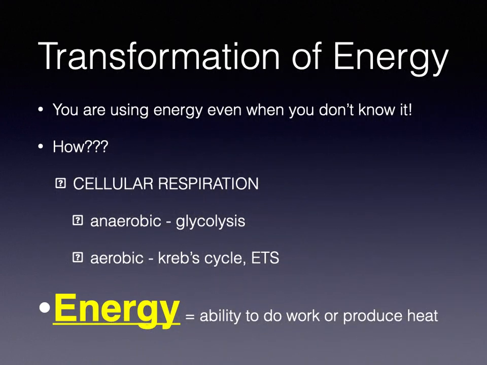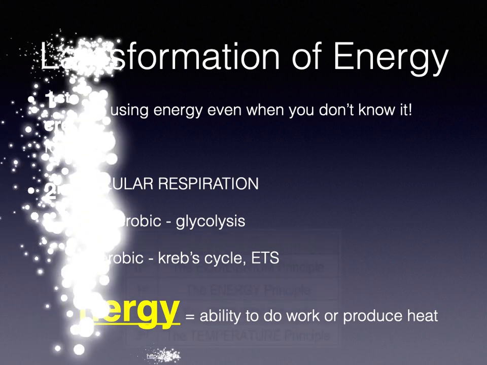Transformation of energy: you're using energy even when you don't know it. When you're sleeping, your brain is still active, your heart is still pumping, you're still breathing. How do you do that? Well, what we learned last unit: cellular respiration, broken into the anaerobic and aerobic phases of glycolysis, Krebs cycle, and ETS. And don't forget, energy is the ability to do work or produce heat.